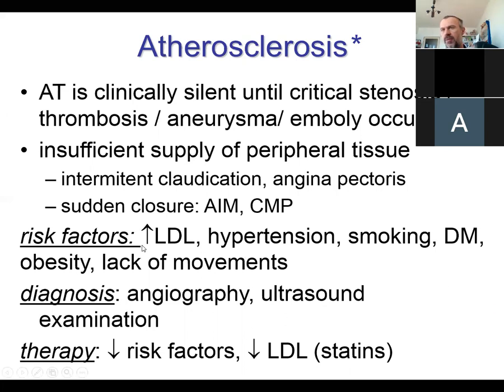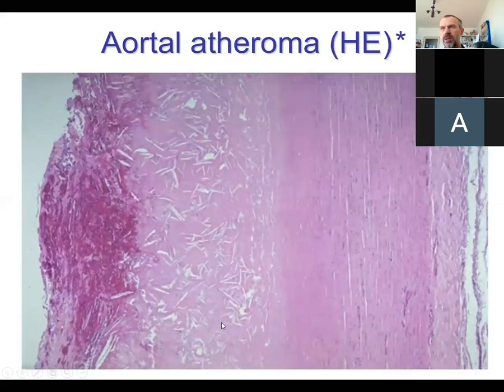So what are the risk factors? Of course, obesity and lack of movement, smoking, diabetes, hypertension, and too much of the LDL kind of lipids. The diagnosis is easy: ultrasound, angiography. Yeah. So what then you can see on histology?